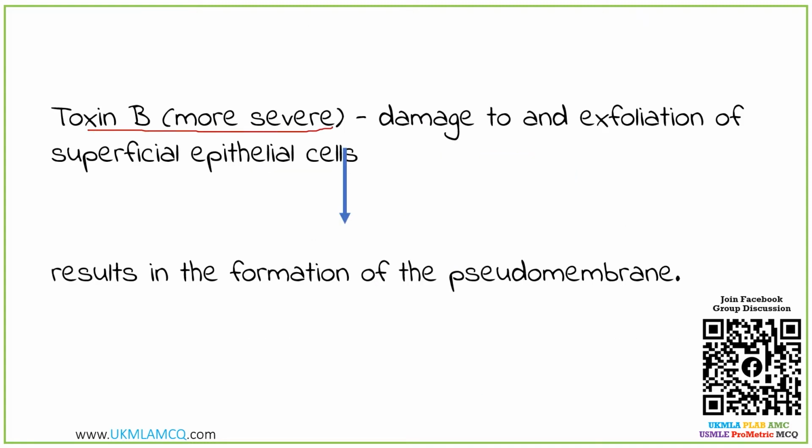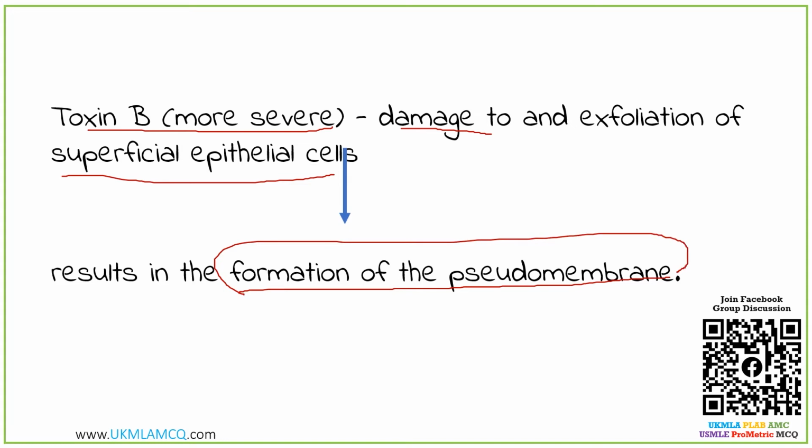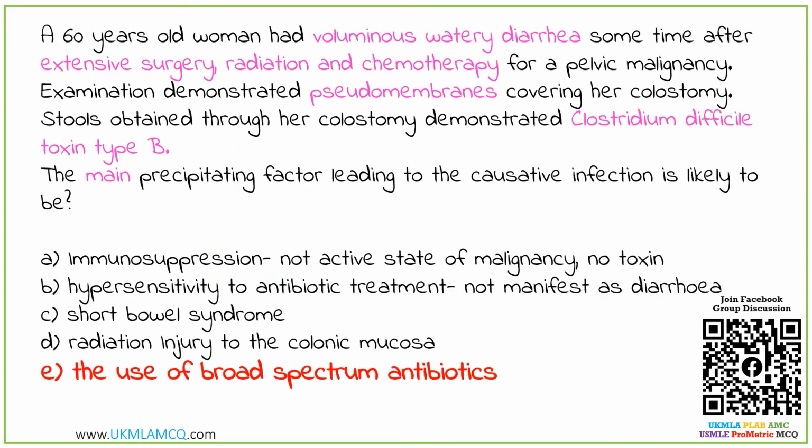Toxin B is known to be about 1000 times more severe than toxin A, and it damages and exfoliates superficial epithelial cells of your gut, and that results in formation of a pseudomembrane in your colon. That's what the term pseudomembranous colitis tells. Now we'll get back to the MCQ again. So we are given that the colostomy demonstrated Clostridium difficile toxin type B. So it's a more severe form. So let's look at the answers.